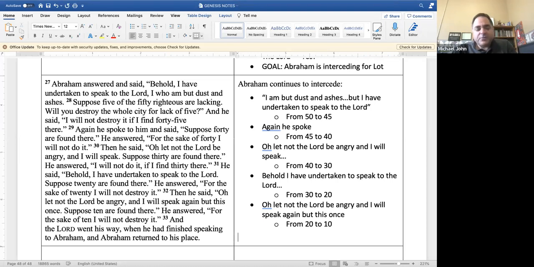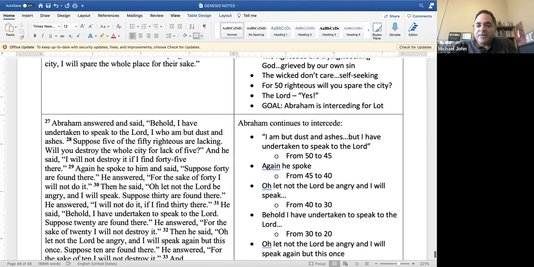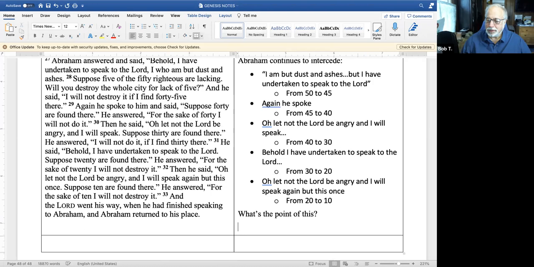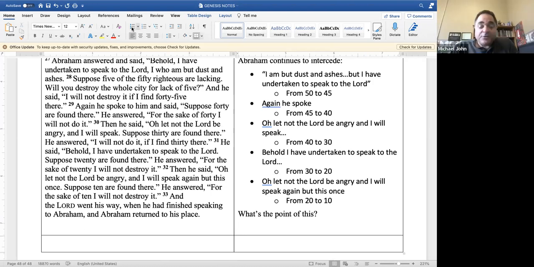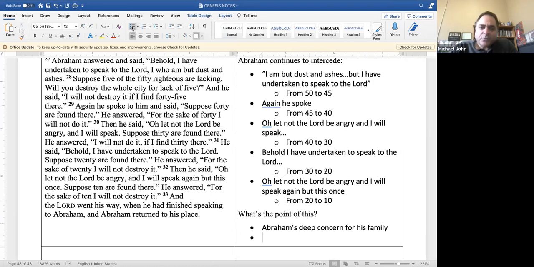But what's the point of it? What's the point of this dialogue? It's almost exhausting to read it. He prays once, six times. It's, will you save my family? Yeah, one of the first points of it is Abraham's deep concern for his family. Absolutely. What else does this interaction reveal?